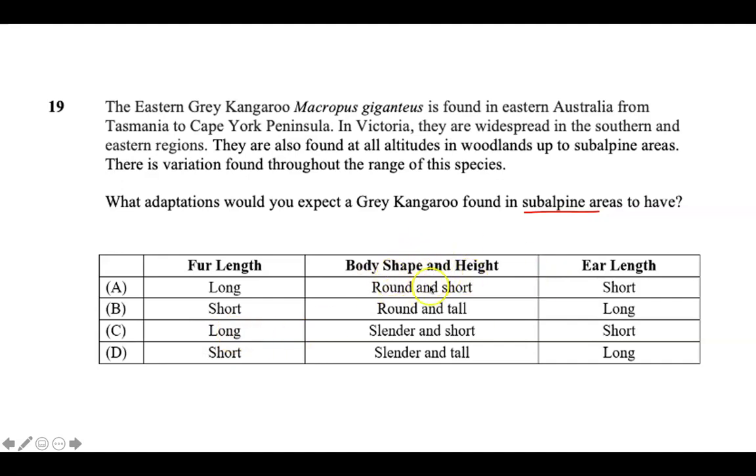Body shape and height, we generally want to have organisms that have a lower surface area to volume. That's how we deal with colder areas. So round and short is the option there. And then ear length, we want to have that short as well, reducing the amount of surface area that's exposed to the cold to keep the body temperature regulated. Ear length is short for both A and C, but when it comes to body shape and height, round and short is the answer we're looking for, and so A becomes our answer.